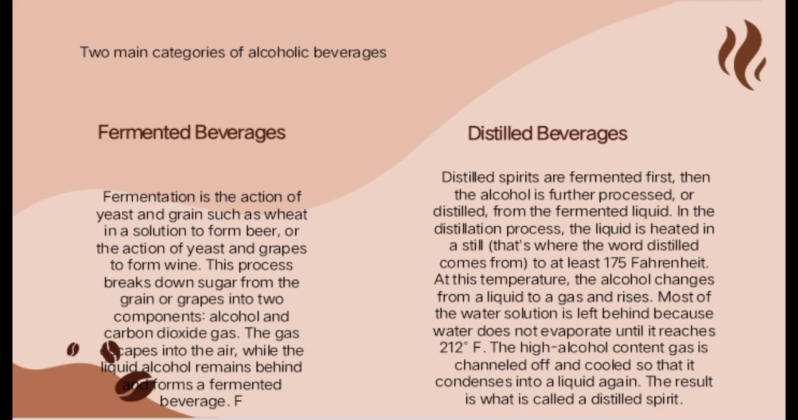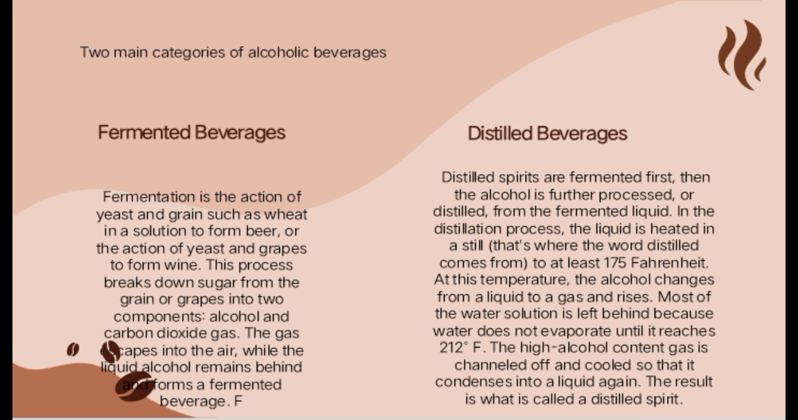So we'll start our discussion with a description of the two main categories of alcoholic beverages, which are the fermented and the distilled spirits. First, we have the fermented beverages. Fermentation is the action of yeast and grains such as wheat in a solution to form beer, or the action of yeast and grapes to form wine. Simply put, fermented grapes become wine while wheat becomes beer.